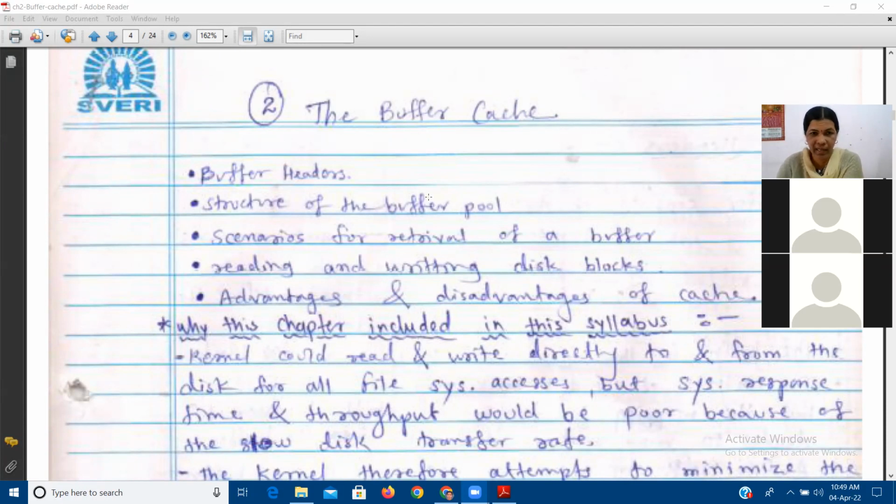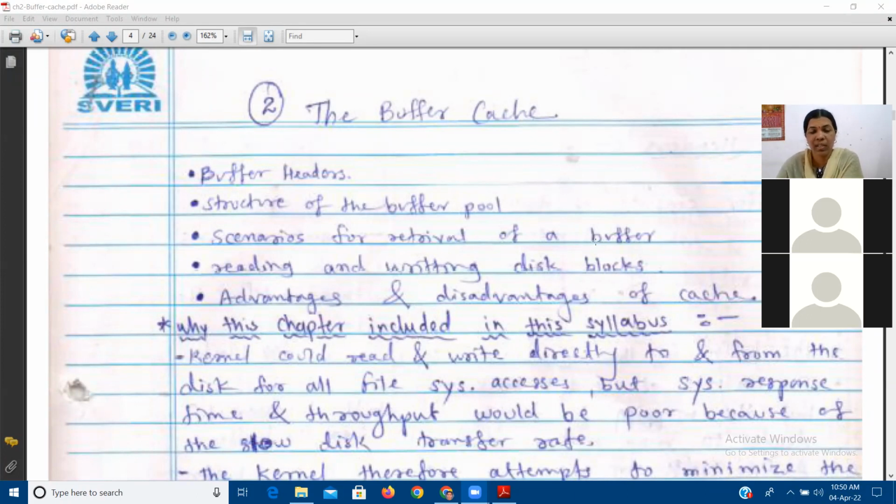The central idea here is that we are discussing almost four to five algorithms. Plus, we are discussing a major point, that is the scenarios for retrieval of a buffer. How to retrieve a buffer from the buffer cache, and why the buffer is needed, for reading and for writing. So we require a buffer. If we consider the read operation, the buffer is treated as a destination, and if we consider the write operation, the buffer is treated as a source.